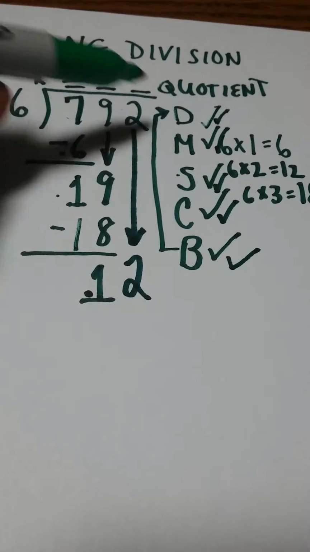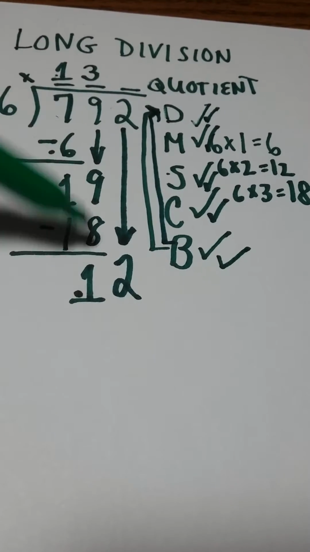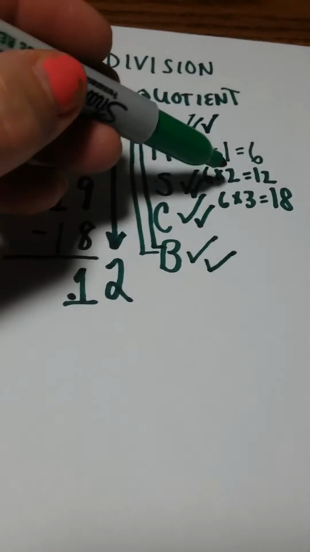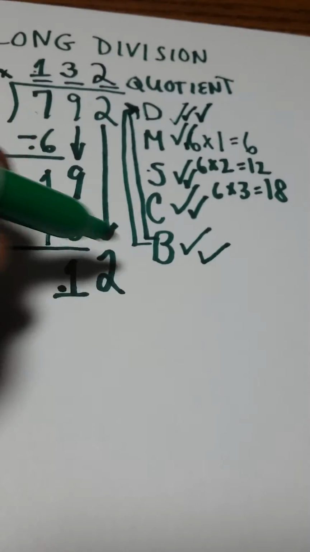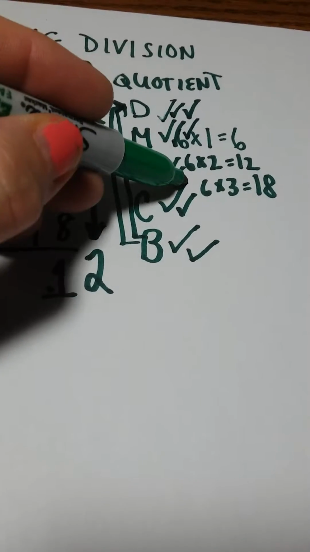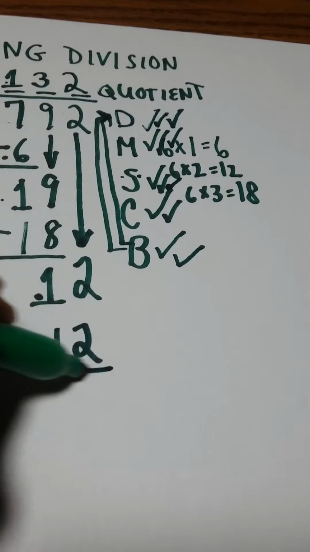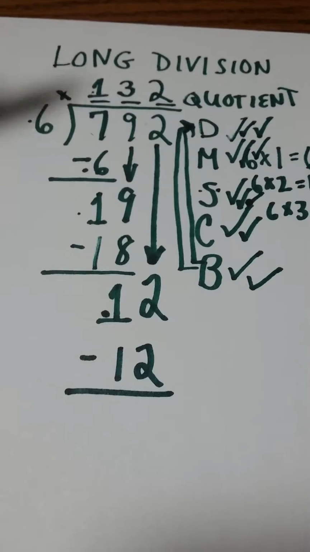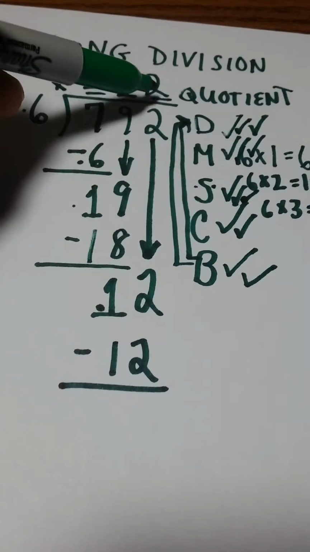And then I ask myself again, go back up to the top. Can 6 go into 12? Yes, it can. Check. How many times? 2. 6 times 2 equals 12. Multiplied. Subtract. What are we subtracting? 12 minus 12. Where did I get the 12 from? I'm sorry for moving the paper. I got the 12 from multiplying 6 times 2.